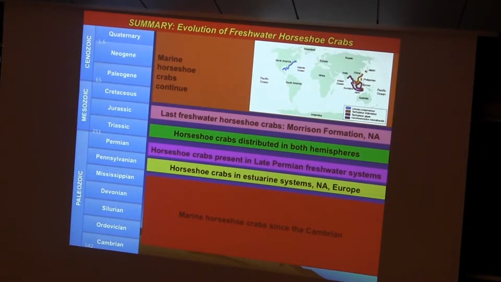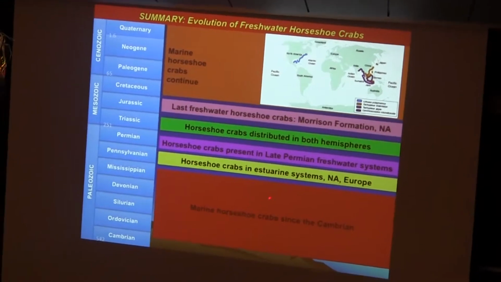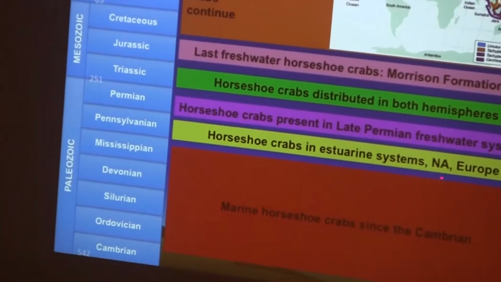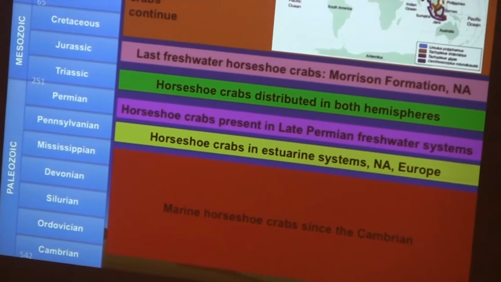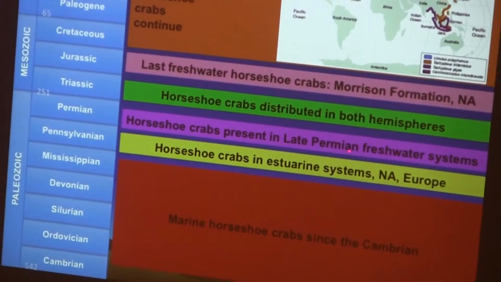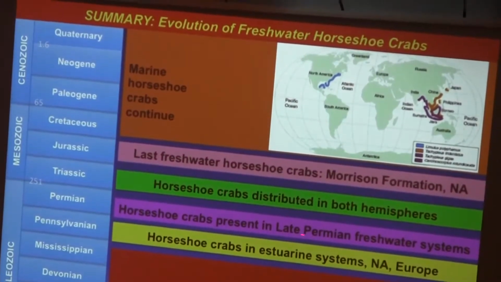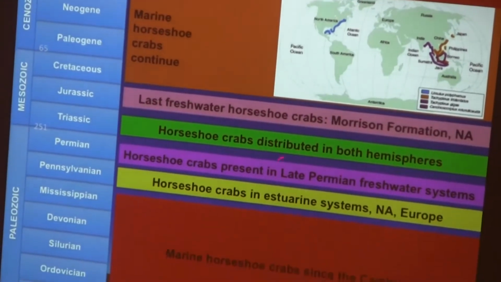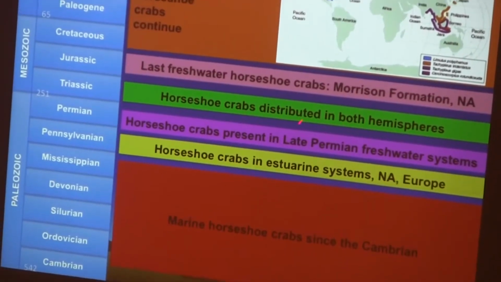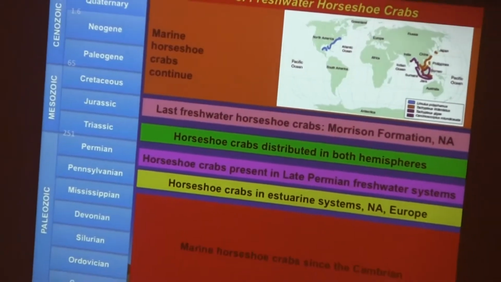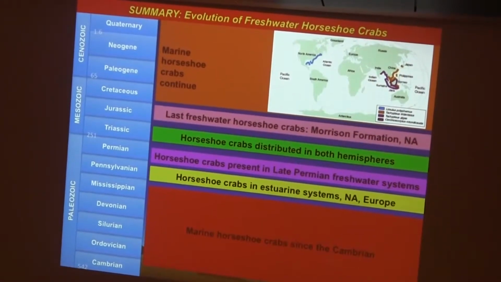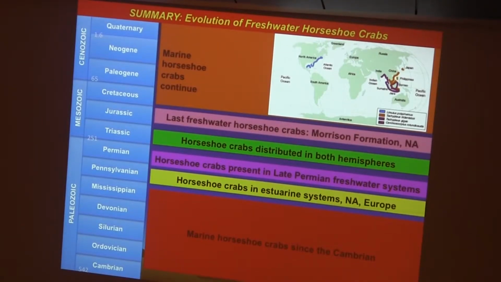So if we take a look at the history of horseshoe crabs, they evolved down here in the Cambrian, they're marine, they start moving into estuarine systems in the Pennsylvanian. The best evidence now that we have comes out of Antarctica. So we got them in freshwater, definitely for sure, in the late Permian into the Triassic, both hemispheres, for sure, and maybe even down into here. And the last known freshwater horseshoe crab trackways and impressions we have are from the Morrison. And that's the upper Jurassic, late Jurassic, and then the rest are marine.